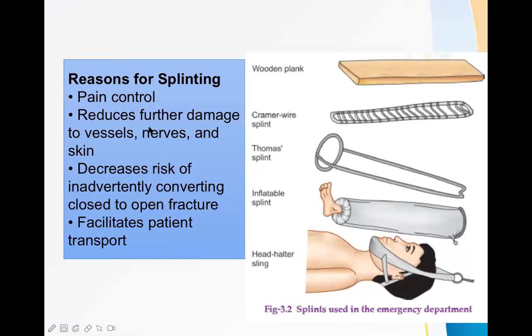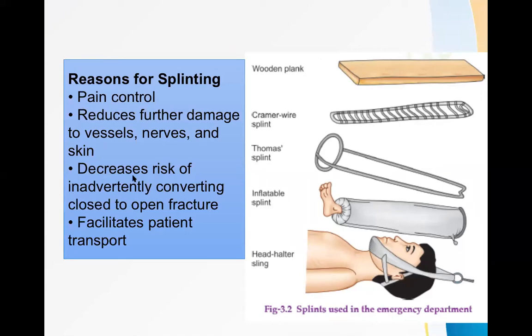Now, these are the important reasons for splinting. Few of them I've already talked about. One is pain control. Definitely, if you do not move that fracture site, there will be decreased pain. It reduces further damage to vessels, nerves, and skin. Very easy to understand, because the most common cause of damage to these neurovascular structures is the fracture end of the bone itself. So if you do not move that site, then the damage would be less.